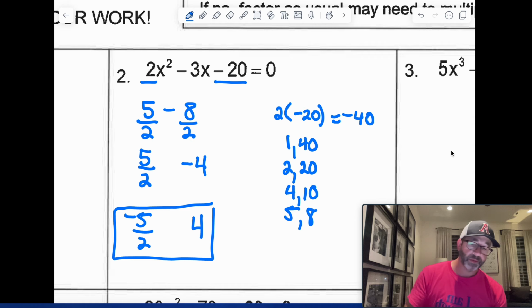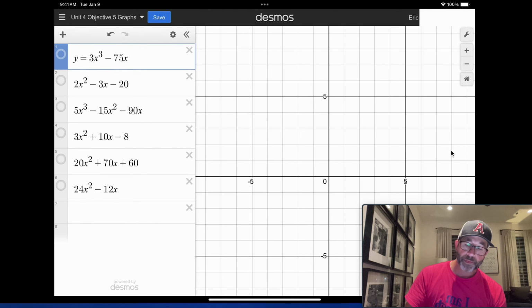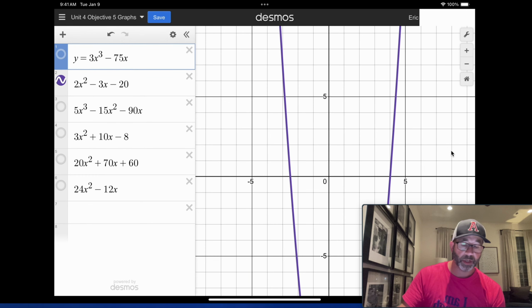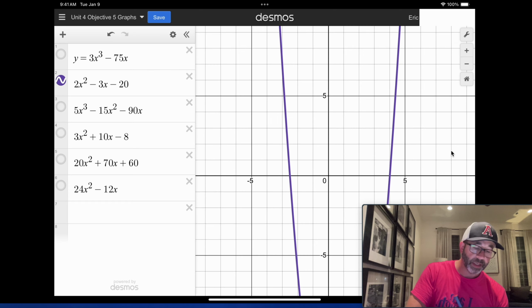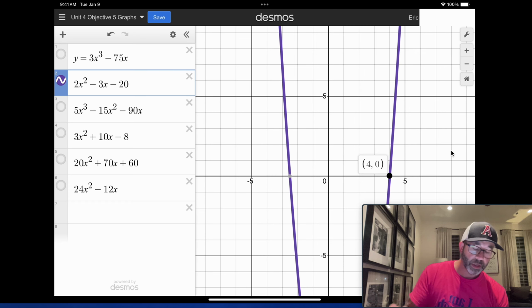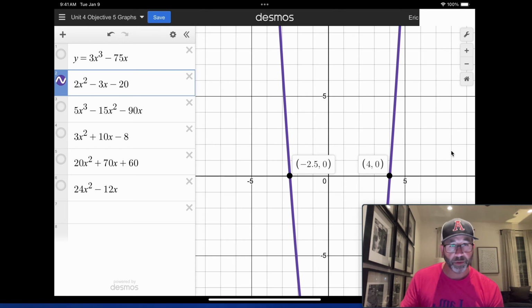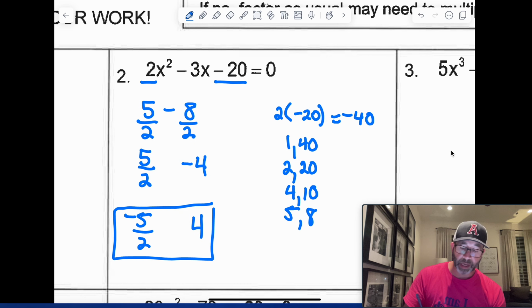Okay, let's confirm it on our graph here. 2x squared minus 3x minus 20. You can see the first answer is right here at 4, 0, which we said. And then the second answer is right there at negative 2.5, 0. Now, negative 2.5 is the same as negative 5 over 2.